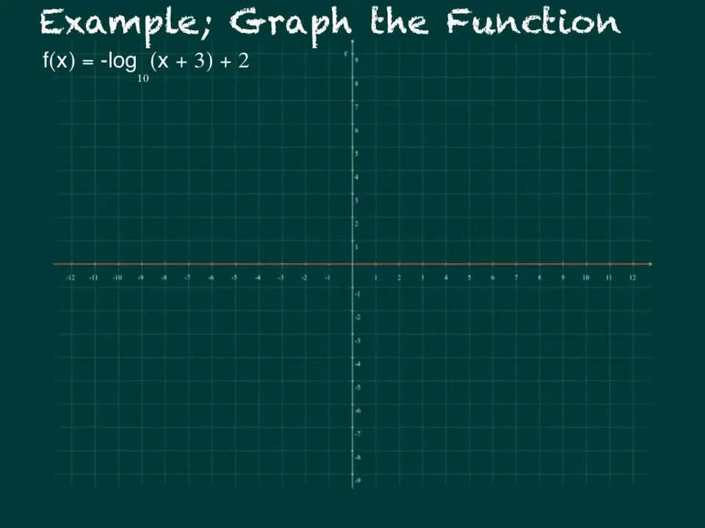In this first one, we have negative log base 10 of (x plus 3) plus 2. My parent function is just log base 10 of x, so I'm going to graph that. I know it goes through (1, 0) right there, and it comes down, and then it curves up like this. So that's my log function, my parent function. I'm going to mark that.